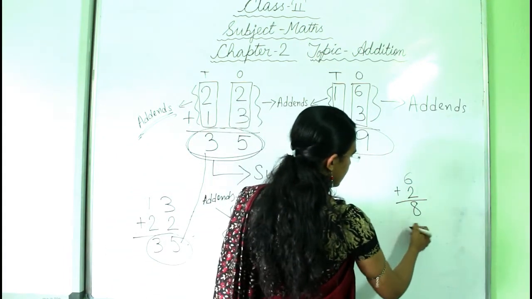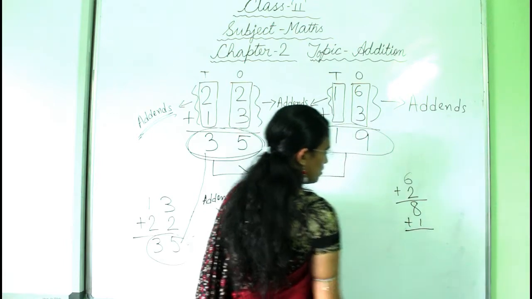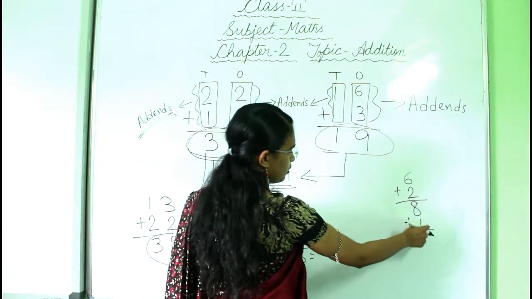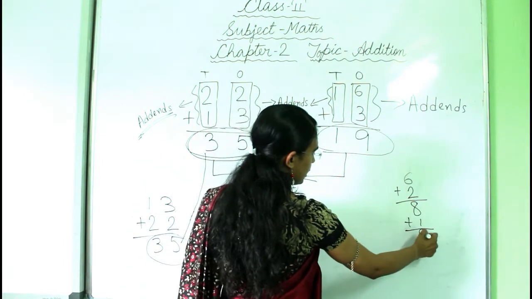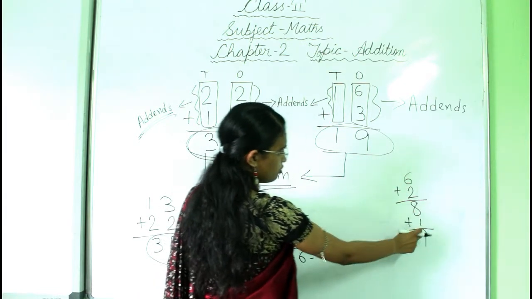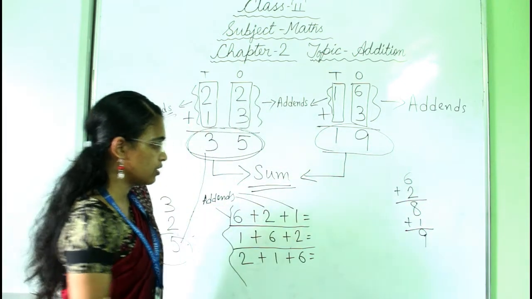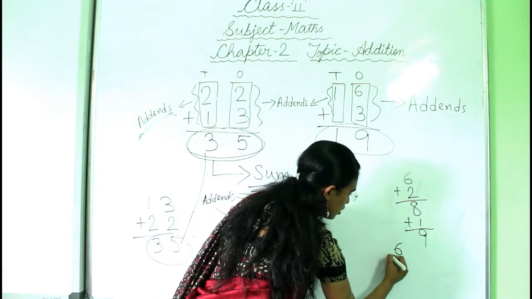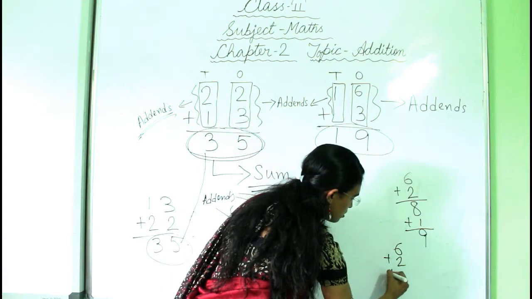Then with this 8, if you add 1, then what will be the answer? 8 plus 1, 9. So 6 plus 2 plus 1 equals 9. Okay. You can do this sum in this way also. 6 plus 2 plus 1.